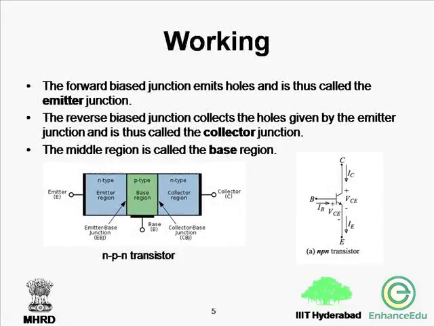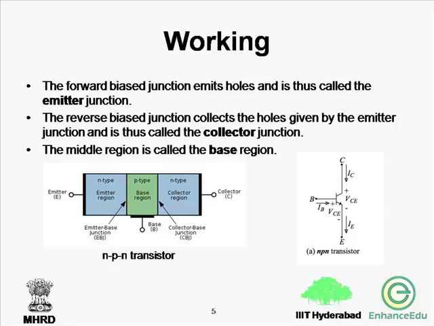As discussed in the structure, the BJT consists of the emitter region, base region, and collector region. For the NPN type transistor, the emitter and collector regions are N-type material and the base region is P-type material. These junctions are biased. The forward biased junction emits holes and is thus called the emitter junction. The reverse biased junction collects the holes given by the emitter junction and is thus called the collector junction. The middle N-type region is called the base region.